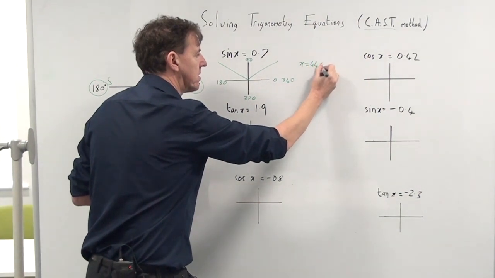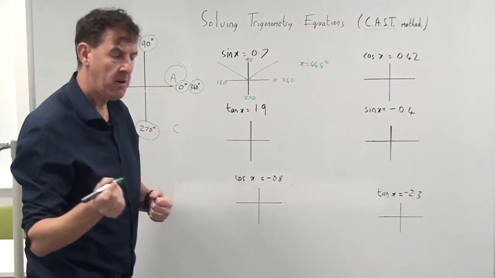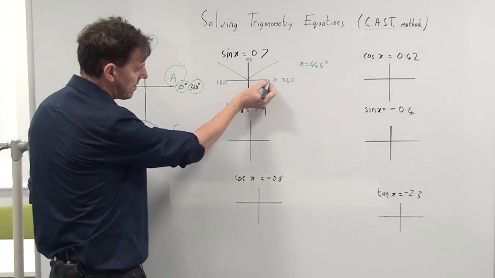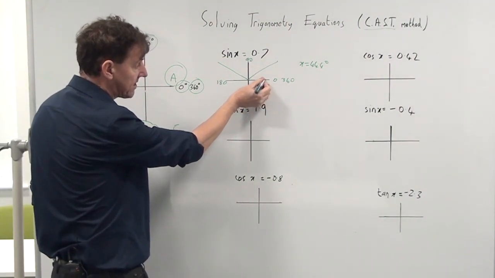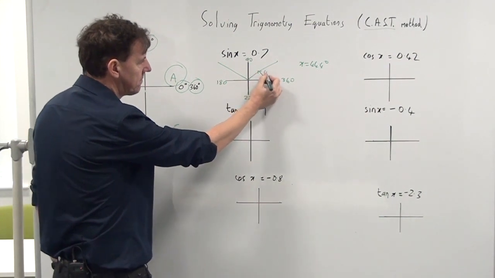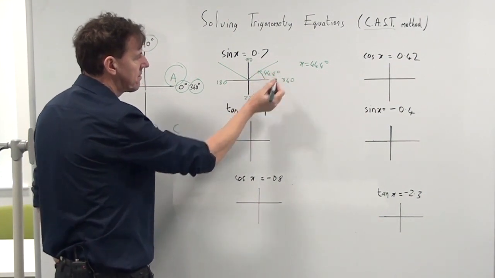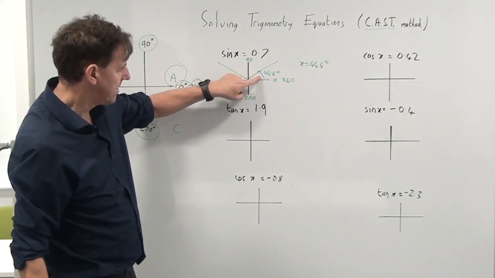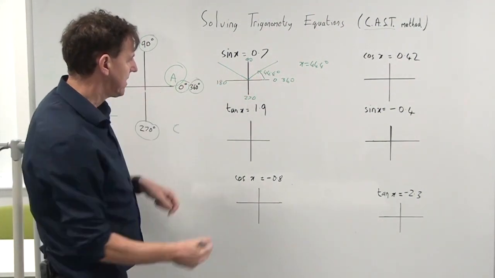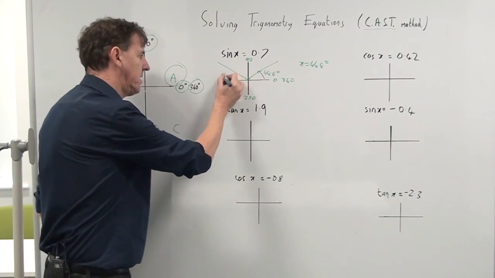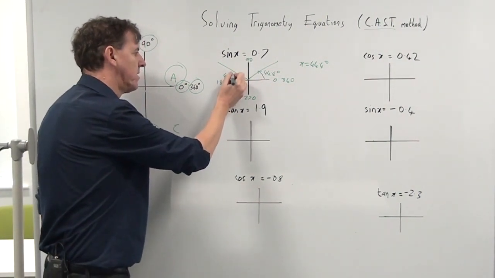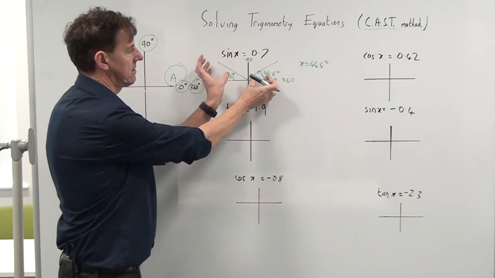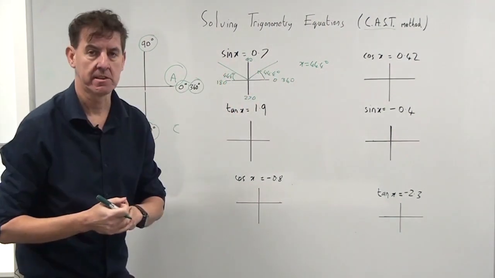The answer that comes out is 44.4 degrees. Now what does that tell me? It tells me that if I go anti-clockwise, that angle there is 44.4 degrees. But not only is that angle 44.4 degrees, that angle inside there is also 44.4 degrees. They're the same size because I've put these two lines in that place.